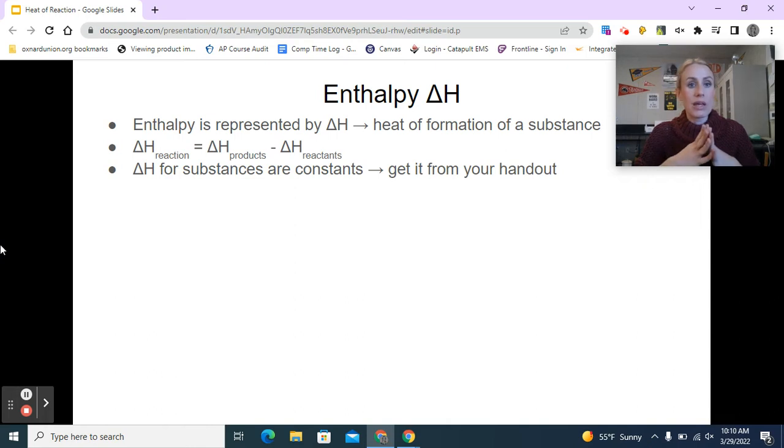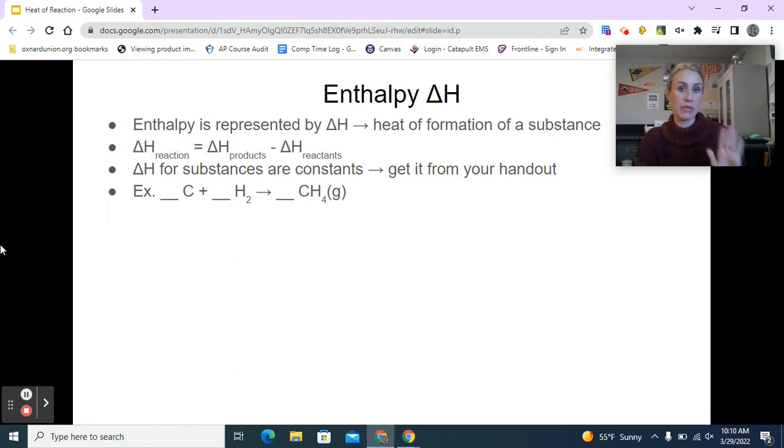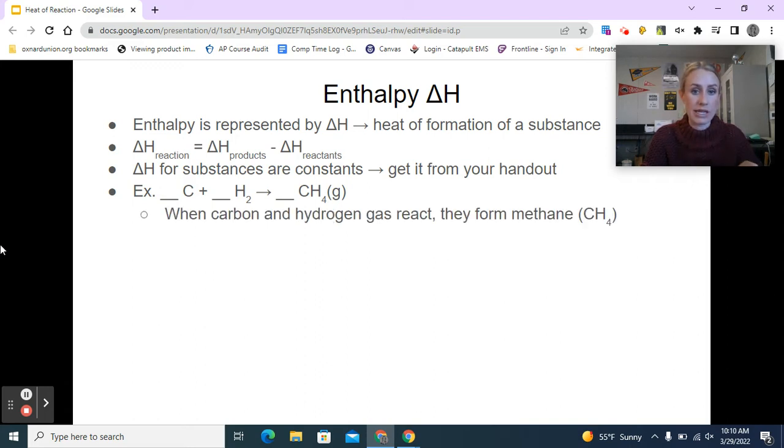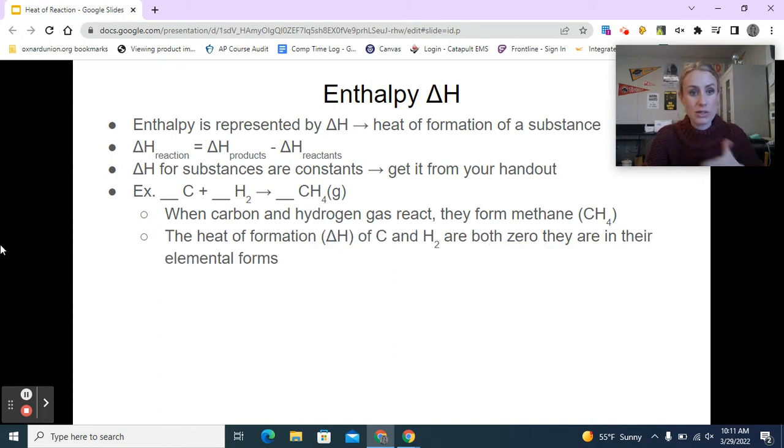When we are finding these things for a reaction, again, they are constants for substances. You can get them from your handout, the table that I showed you before on the previous slide, or you can look them up online. Now, for example, if I want to find the enthalpy for this reaction here, the first thing I would do is look up the different enthalpies for carbon, hydrogen, and methane, CH4. This chemical reaction shows that when carbon and hydrogen gas react, they form methane, which is CH4. So the first thing we do is look up our delta H's, our enthalpies of formation, for carbon, hydrogen, and methane.